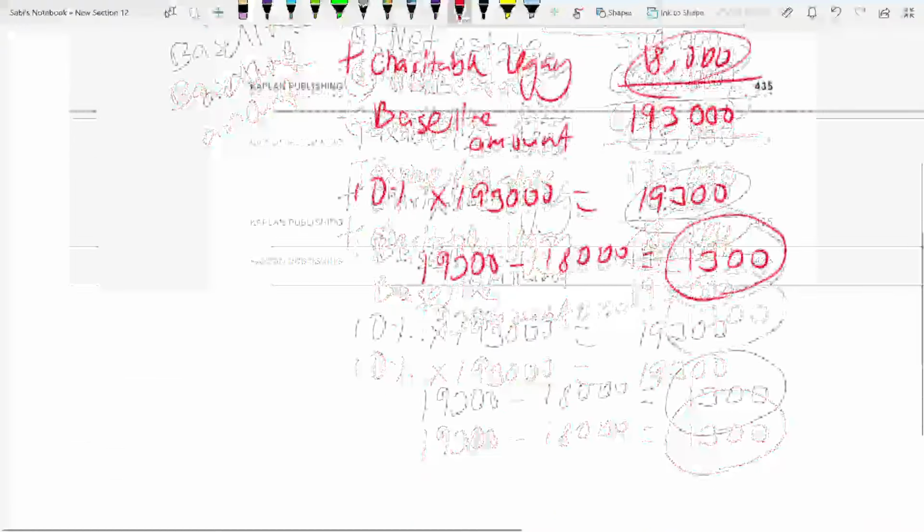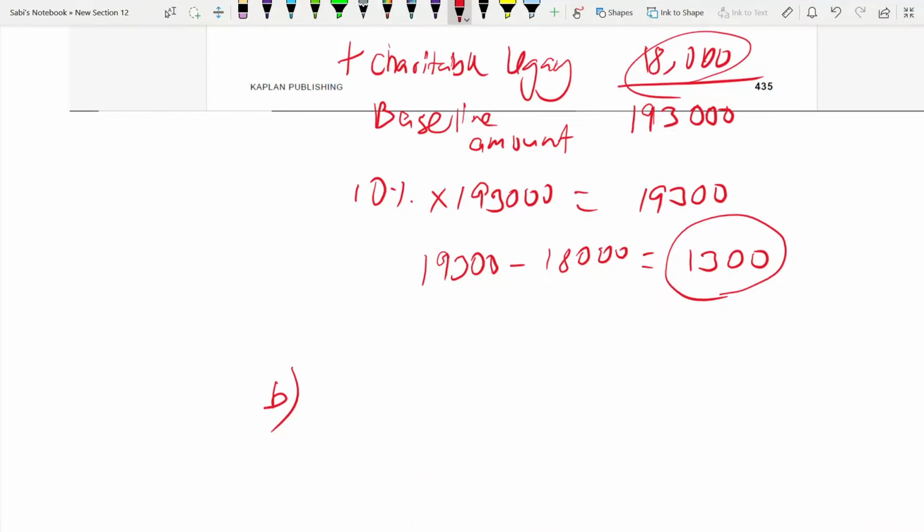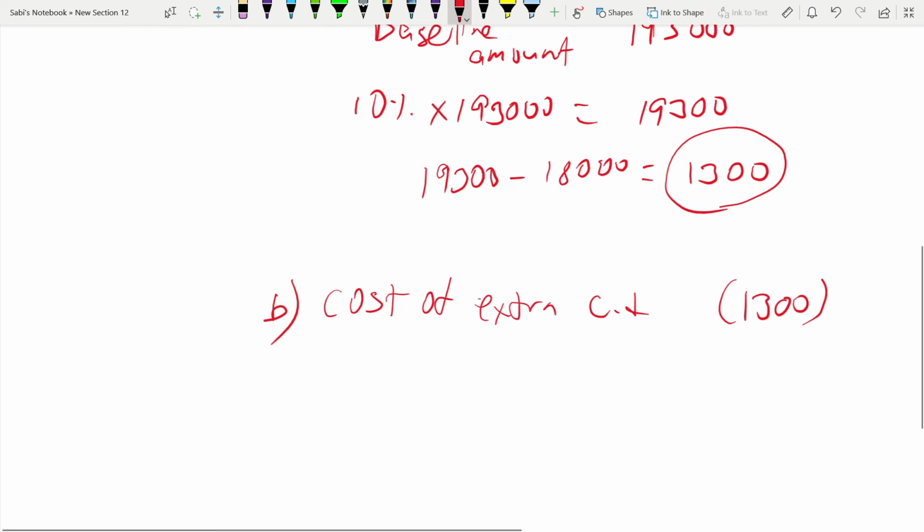Coming to part B. Net increase in the estate because of this 1,300. Whatever you get, the 1,300 is the cost of the extra charitable donation. There's a cost, so put it in brackets. Remember, when you are finding the net increase, it's just the impact, not the full estate value.